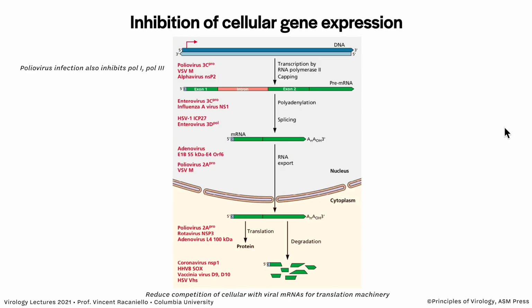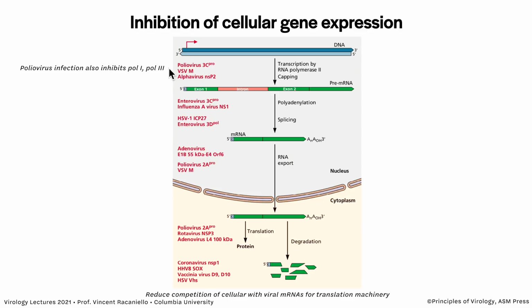Many viruses inhibit cellular gene expression. So what is cellular gene expression? Well, you start from a DNA in the nucleus, and then you have transcription to give you a pre-mRNA. Then you have polyadenylation and splicing, RNA export, and then, of course, eventually translation in the cytosol. And every step of this process is interdicted by some virus protein, and they're all listed here. So, for example, transcription by Pol2 and capping are inhibited by these viral proteins.